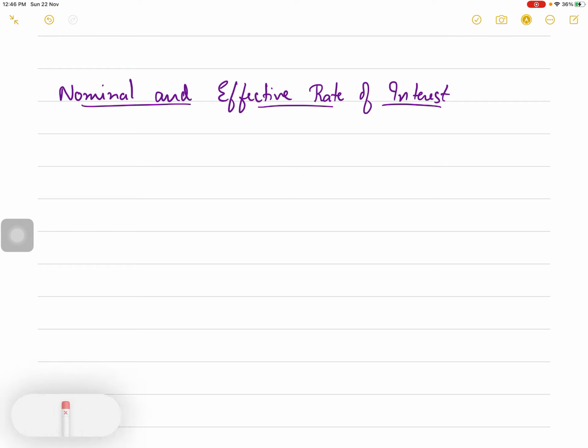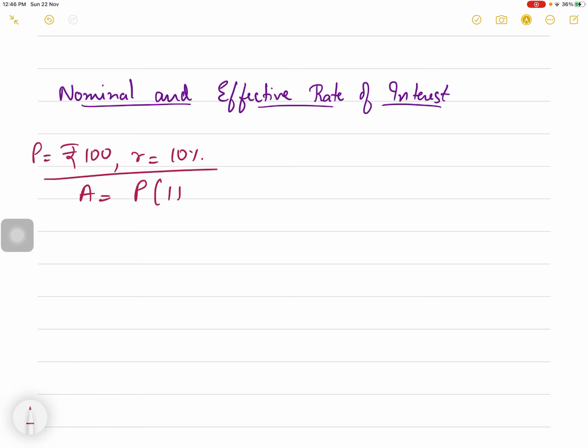so amount is rupees 100 compounded annually, and rate of interest is 10%. So amount is equal to P into 1 plus R raised to n. So principal is 100, 1 plus 0.10 raised to n, so 1 compounded annually. We are just calculating at the end of first year how much we are earning. So when 100 rupees is deposited, what you earn is 10 rupees at the rate 10%.